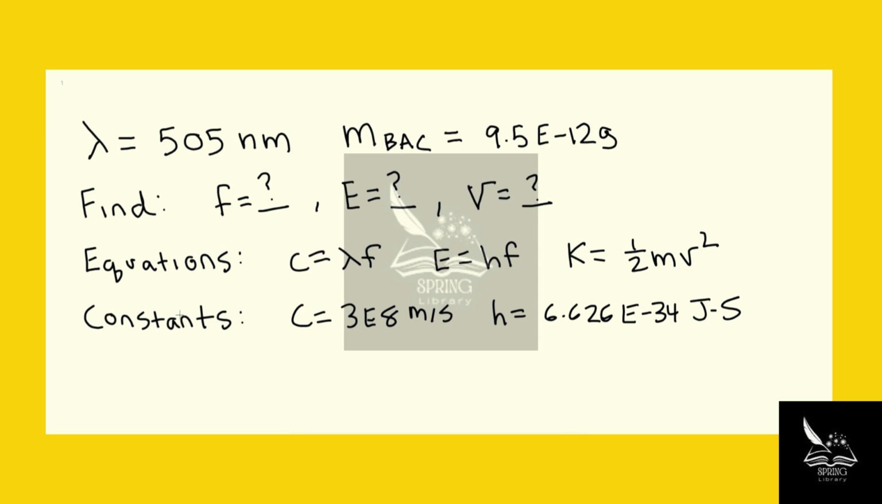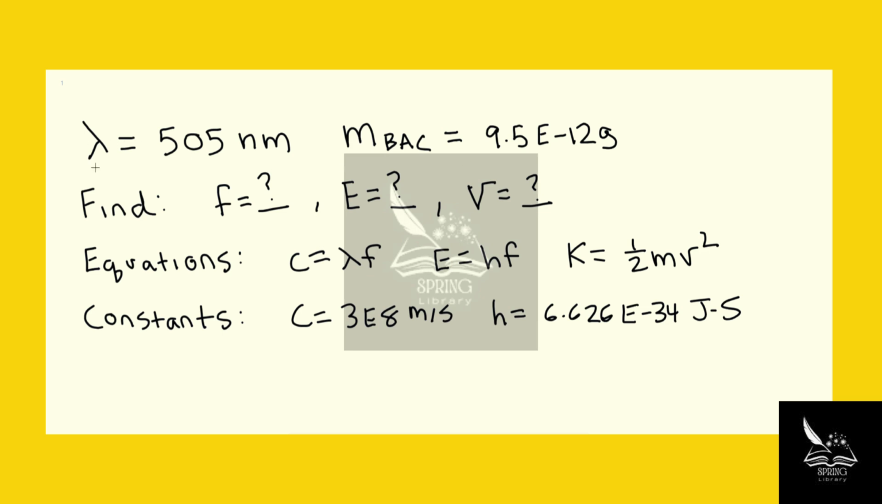Okay, in this problem, we have incoming green light impinging on the human eye, and we're asked to determine what the frequency and energy of individual photons would be for that green light. We're also asked to consider, say, if one photon were to impact a tiny bacterium and transfer all of its energy to that bacterium, how much velocity would that bacterium gain? So this is kind of an interesting problem to solve.